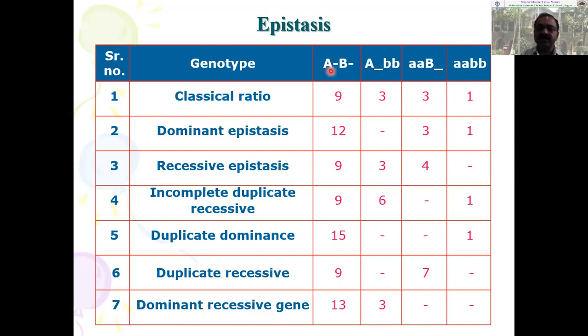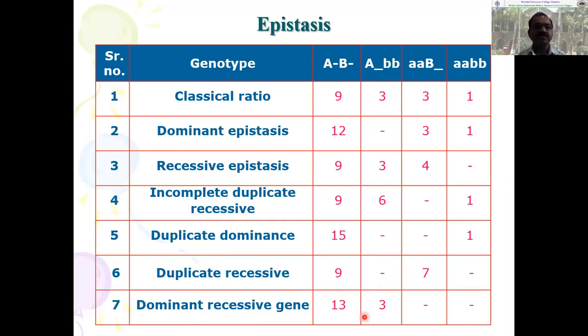Similarly, the seventh is the dominant recessive interaction or epistasis, where one pair is dominant, where the capital A is dominant, it will mask the expression of another allele. Similarly, if its alternative non-allelic pair is in homozygous recessive condition, it will mask the expression of the other allele, even if there is dominance. So here the classical ratio is modified to 13:3.